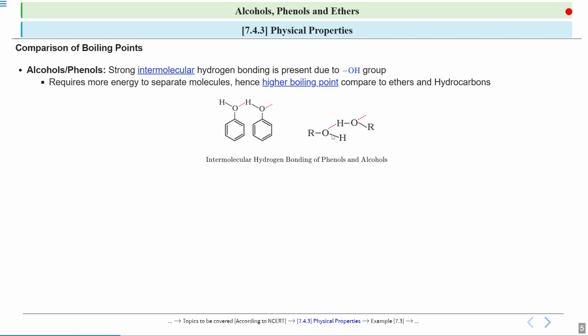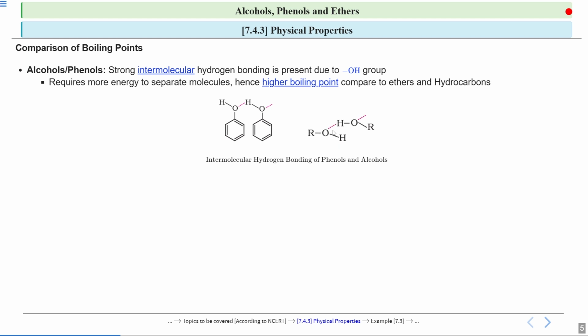That is, this oxygen and hydrogen interaction which you can see is the hydrogen bonding. Because this oxygen has a partial negative charge and this hydrogen has a partial positive charge, this oxygen will withdraw the electron density from this hydrogen. So this red dotted line shows you the hydrogen bonding. Intermolecular hydrogen bonding. Intermolecular, why?